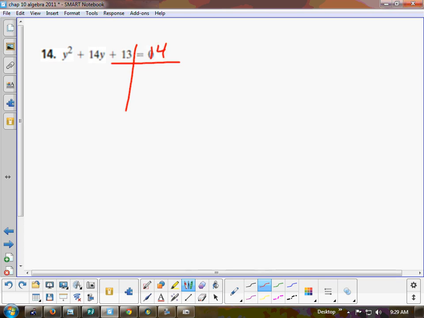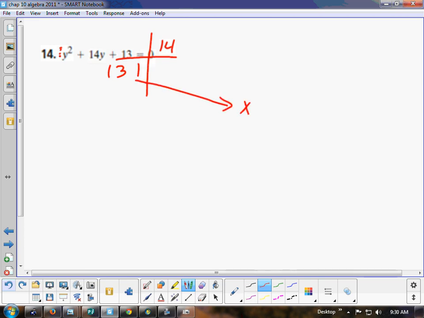If you would like to do this, like say you have trouble remembering which one you are to split up, it's going to be the last one. And it has to add up to the middle one. And that's only when a is 1. Okay? So, factors of 13 that add up to 14, 13 and 1, right? I can go directly to answer x equals negative 13, x equals negative 1.